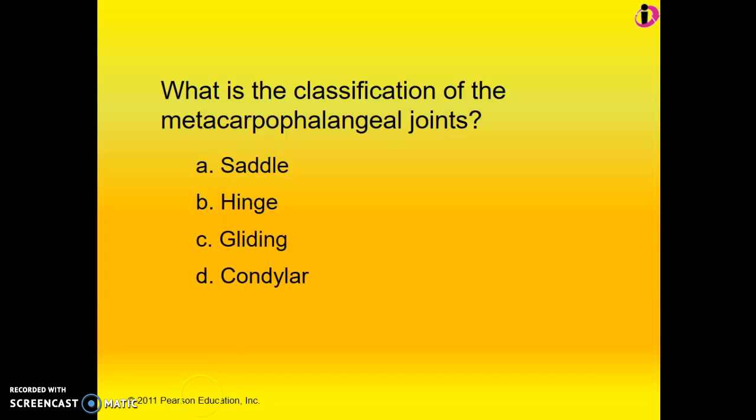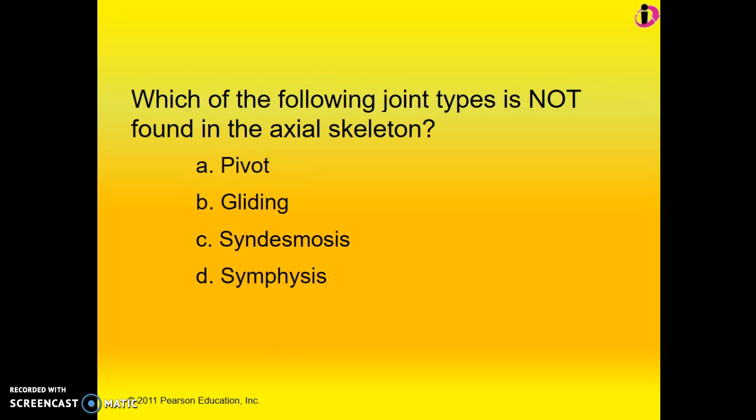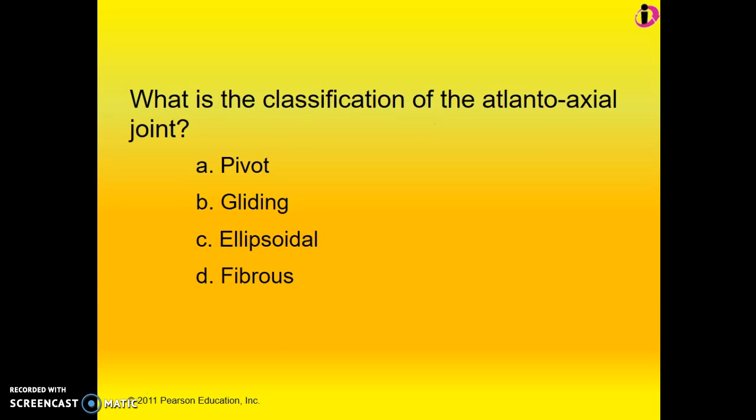What is the classification of a metacarpophalangeal joint? Condylar. In which part of the body can a saddle joint be found? Hand. Which of the following joint types is not found in the axial skeleton? Syndesmosis. What is the classification of the atlantoaxial joint? Pivot.